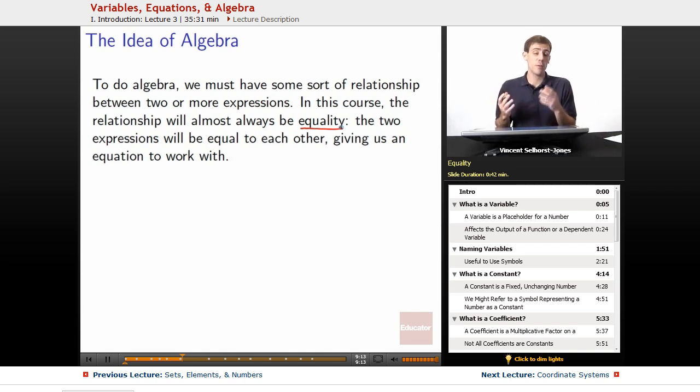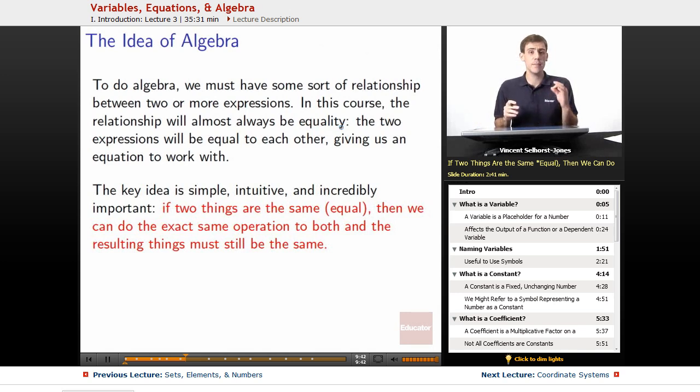We could potentially have a relationship that is not based on equality. We could have an inequality, where one side is less than another side, or one side is greater than another side, or we could have a relationship that is different than either of those. But for this course, we're almost going to entirely see equality, and that's going to make up pretty much all of the relationships we ever see in math will be based around knowing equality between two things. So the two expressions will be equal to each other, and this gives us a starting point to work from.